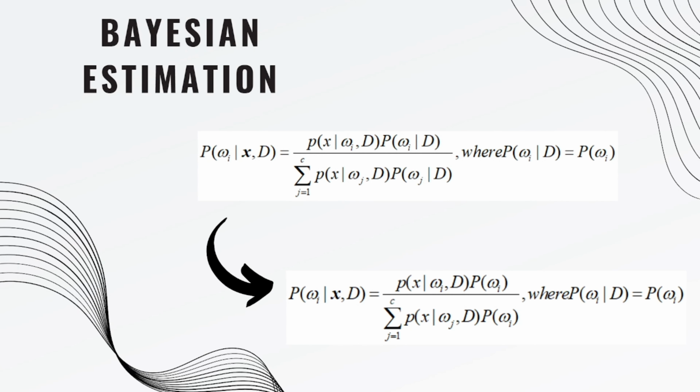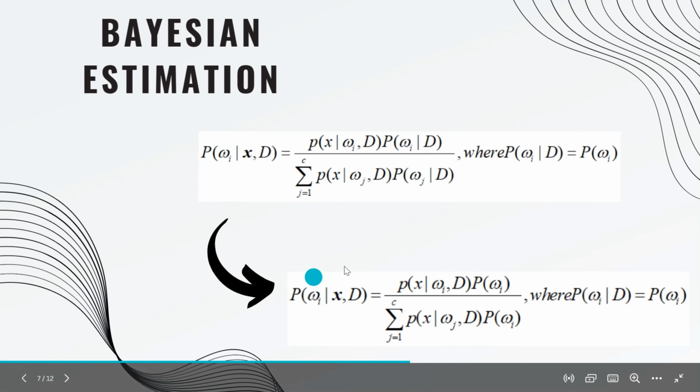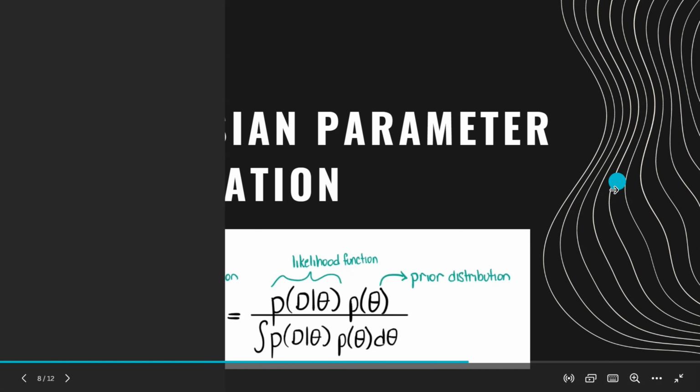So next will be the Bayesian estimation. It calculates the probability of omega i given x and D, and we assume that the probability of omega i given D is equal to the probability of omega i, so we will get this formula at the end. So next will be the Bayesian parameter estimation.